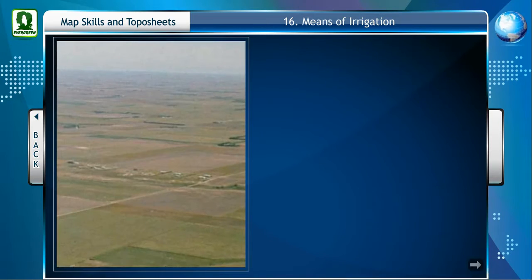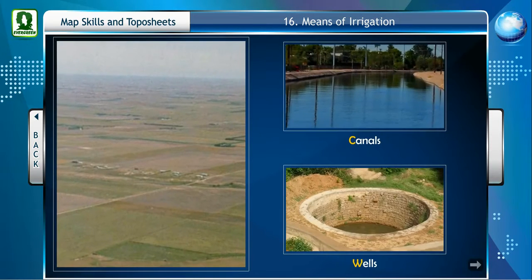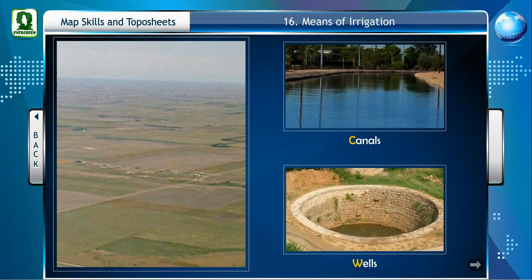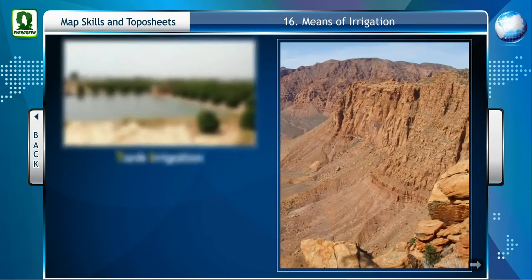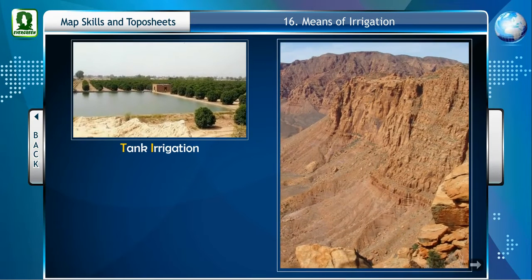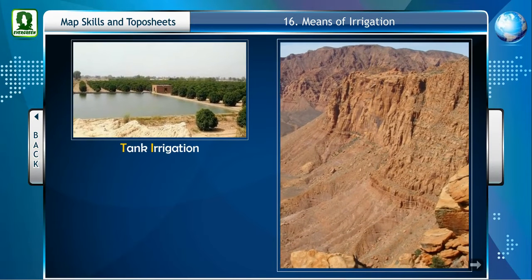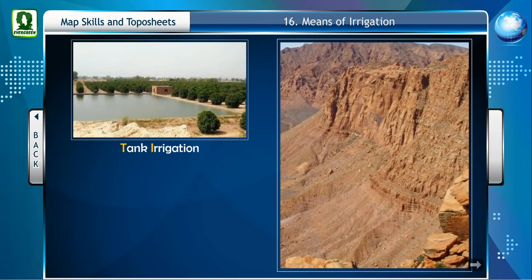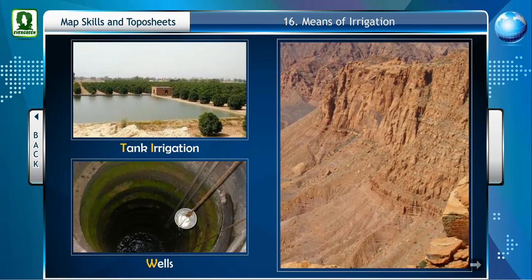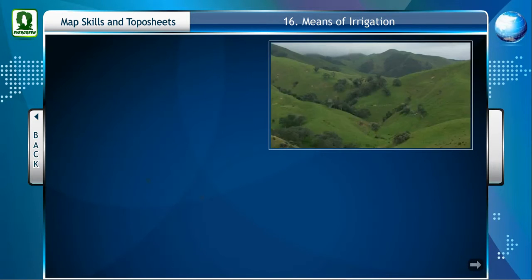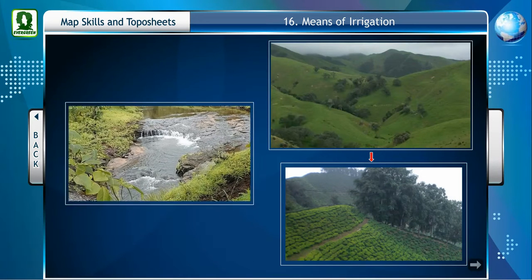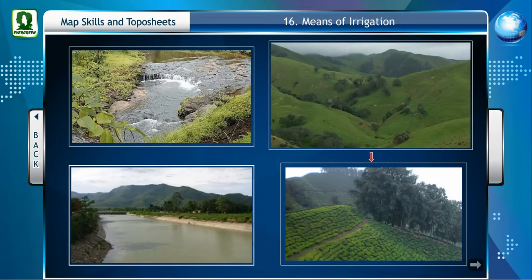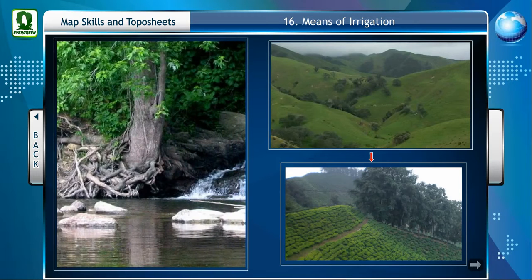In plain areas, canals and wells are the main sources of irrigation. In plateau area, tank irrigation is more common, although in certain places, wells are also used. Hilly areas have little irrigation, which is provided by springs or small canals taken out from rivulets.